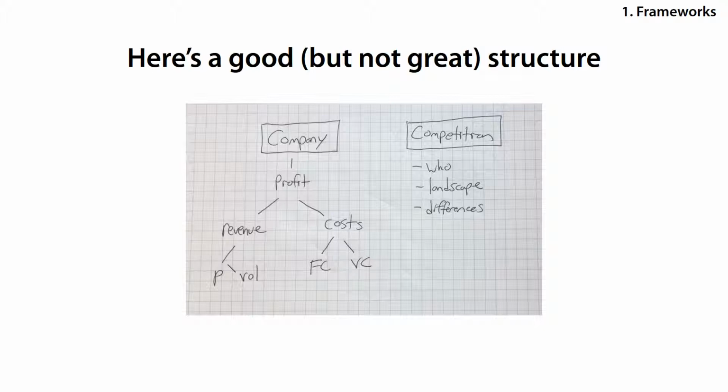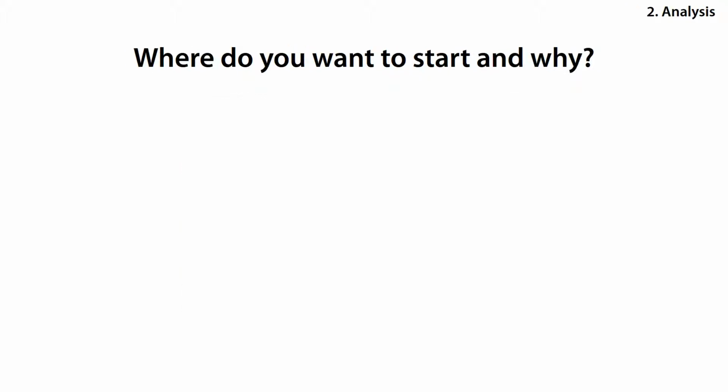Since this is a profit problem, I like to break down profit into its two component parts, so revenue and costs. For revenues, I'd like to look at the price and the volume. And then for costs, I'd like to look at the fixed costs and the variable costs. And then for the competition, I'd like to understand who the competition is, what's the landscape like, and how do they compare to us. Now go ahead and let me know where you want to start and why.